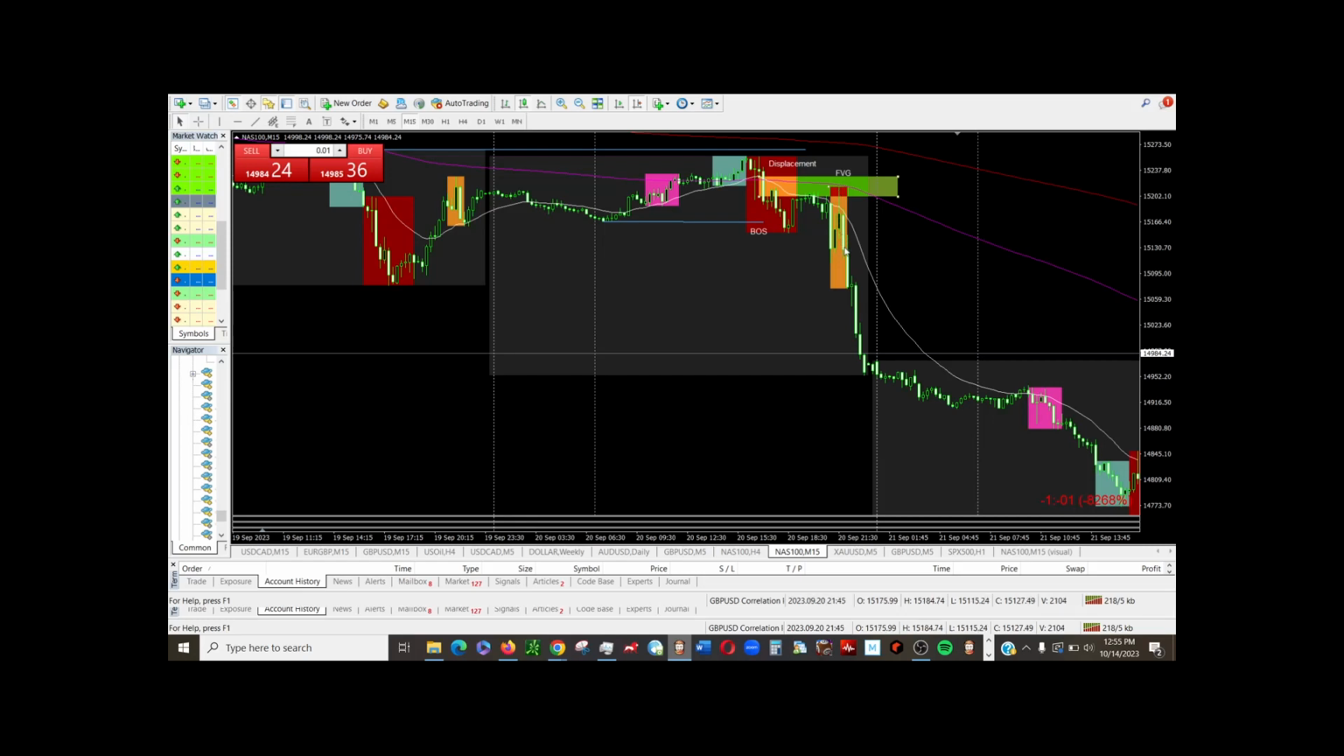It closed below with the wick. You could have entered anywhere here. This is a stronger entry because it closed below with the wick. But this gave you more confidence after you saw the move down. And then you could come back in and enter here.